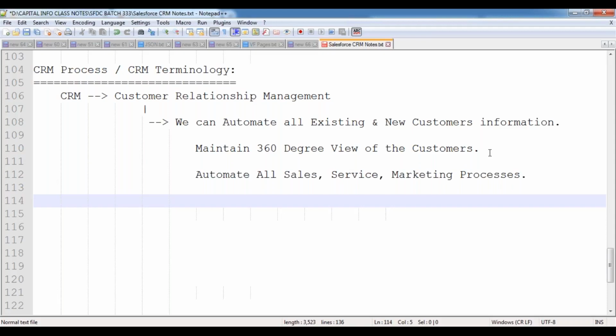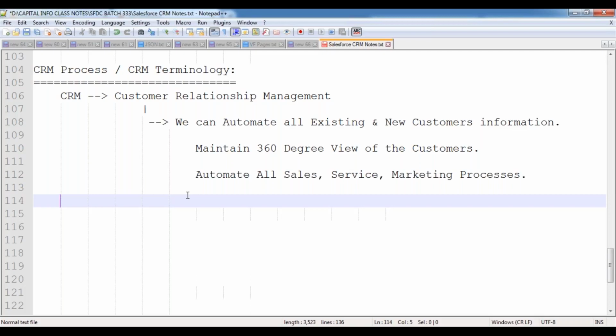Now, in this case, what exactly is the CRM process, and what are the various terminologies that we are using as part of this CRM process in Salesforce? We'll see this practically. When you go to any domain, there is some domain-specific terminology.